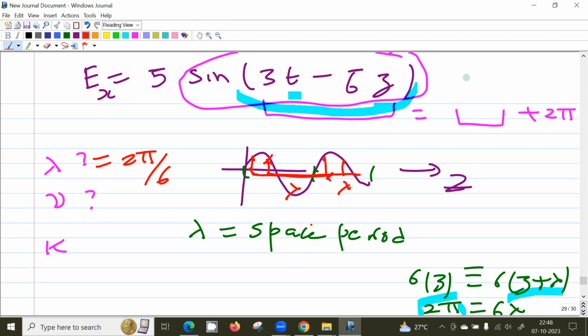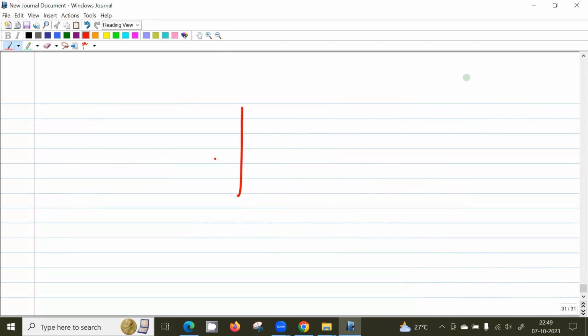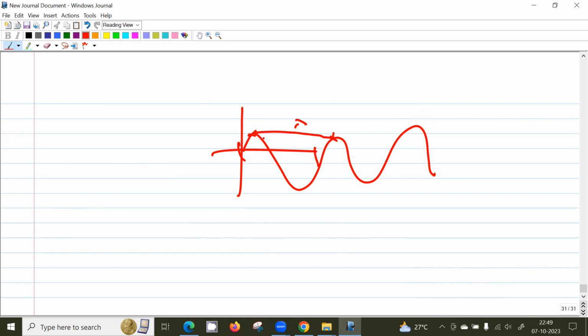Because lambda is the duration after which it's repeating. So when you change z to z plus lambda, since lambda is a space period, Ex should be the same, right? Because lambda is periodicity. See, this is sine periodic, this is the period, lambda. Whatever is happening here, if you go by a distance of lambda, the same thing should happen.